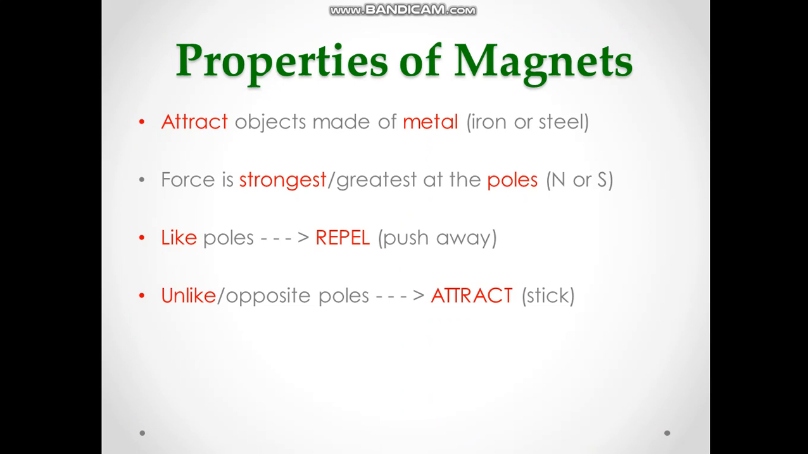We revise the properties of a magnet. A magnet attracts objects made of metal like iron, steel, cobalt, or nickel. The force is strongest, or greatest, at the poles, the North Pole or South Pole. The third one: like poles repel each other, and unlike poles attract each other.